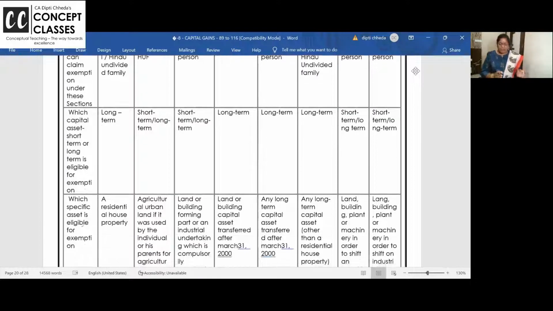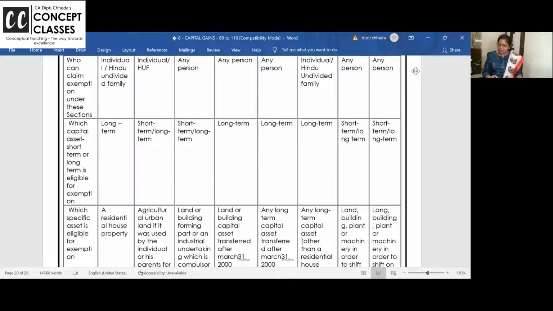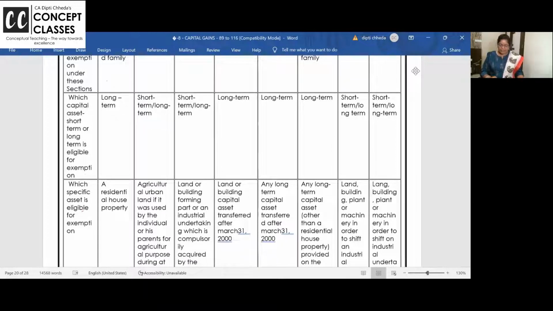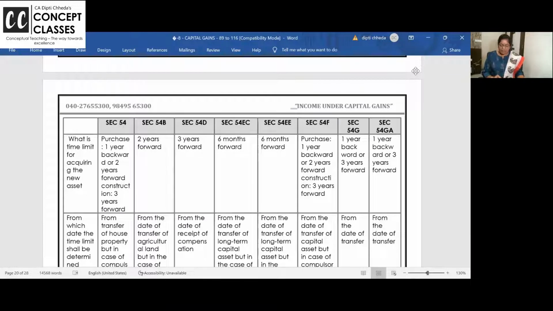So I am in the left hand side corner with the question. Who should sell the capital asset, individual or HUF? Short term or long term? Long term. Which specific asset do they need to sell? Residential house property. Which asset should the taxpayer acquire? Residential house. They should sell a house and buy a house. What is the time limit for purchase? 1 year backward from the date of the transfer. After the COVID times, the rates were all time low.